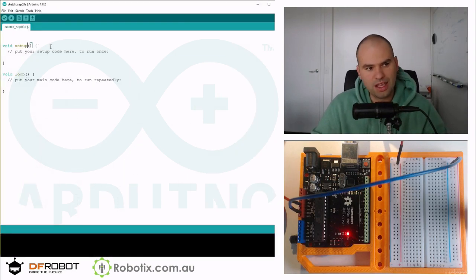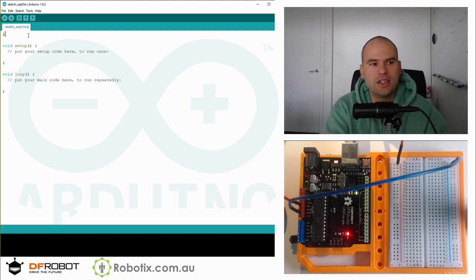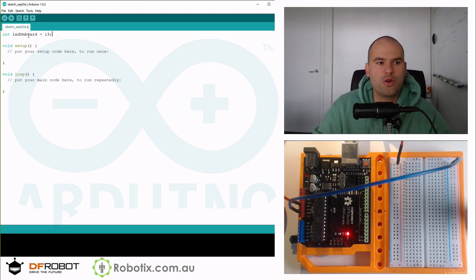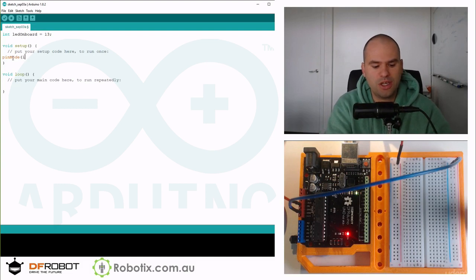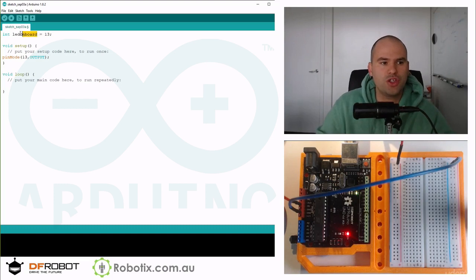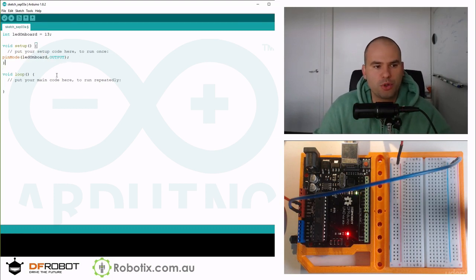So let's start a little program. We can start by declaring it, call it LED on board equals 13. So from now on, every time I say LED on board, the Arduino is going to receive 13. And so we can say pin mode. We can either write 13 output, or instead of 13 we can use LED on board. Now LED on board in a way is easier to read if someone else were looking at our program, so we're going to do that.